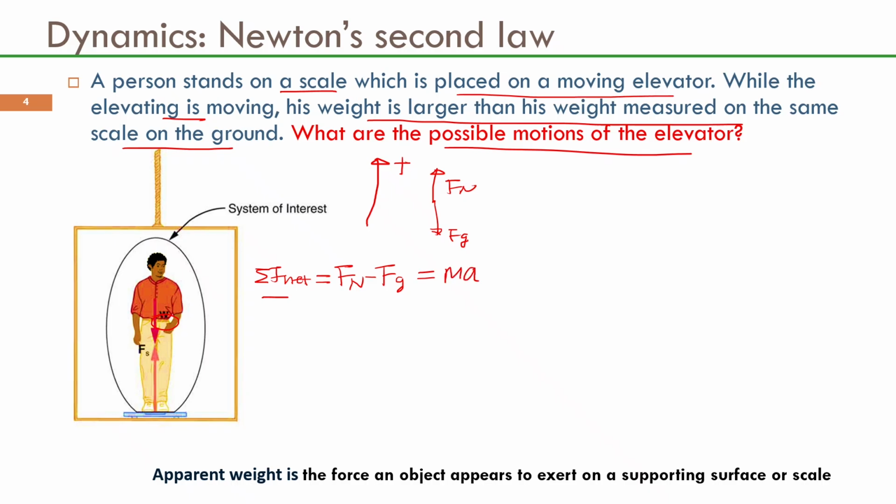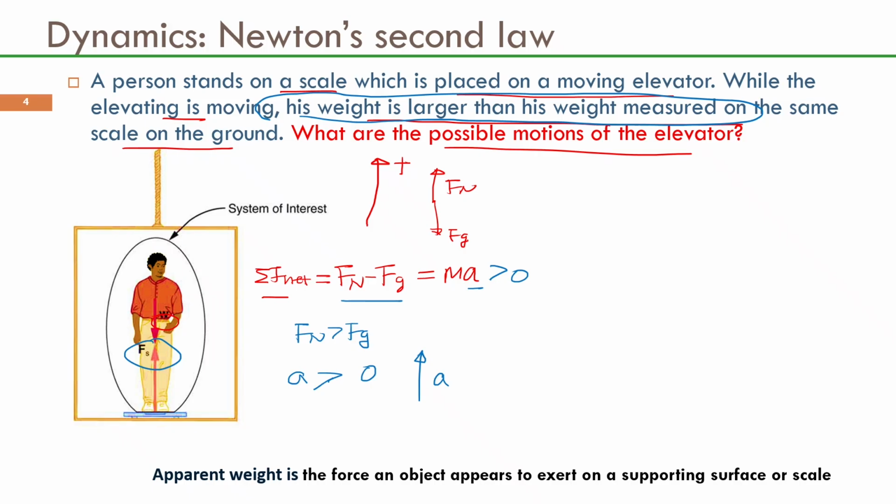So let me use a different color. This question says his weight is larger than his weight measured on the same scale on the ground. In other words, the supporting force from the scale while on this moving elevator is larger than his weight. In other words, in this case, Fn is larger than Fg. If Fn is larger than Fg, that means this expression is larger than 0, which means my acceleration is larger than 0. And remember, going up is the positive direction, so that means my acceleration is going up.